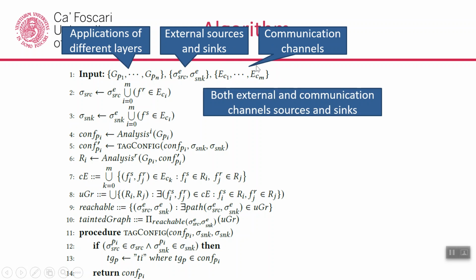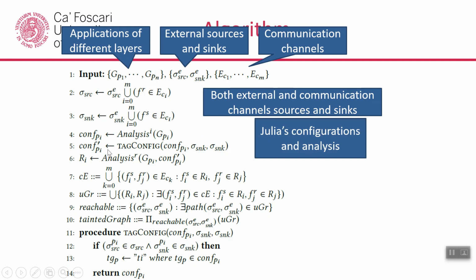Then what this algorithm does is, first of all, we consider both the external and the communication channel sources and sinks in our analysis. We configure the analysis using this information. So we rely on Julia's configuration that allows us to say, look, some of these sources and sinks are of type, for instance, sensors or Android UI elements, so they have to be considered external. Some others, like database and internet, are just internal communication channels, so they are of a different type. And then we run the analysis here at line 6 with Julia.